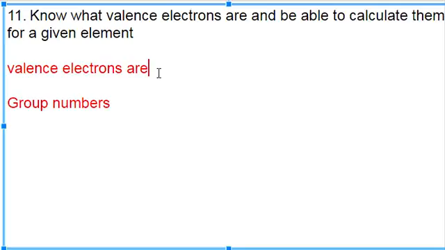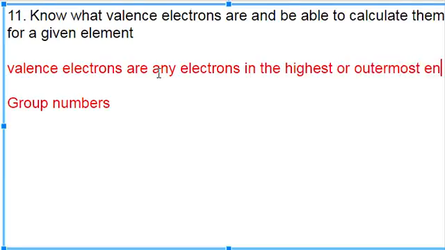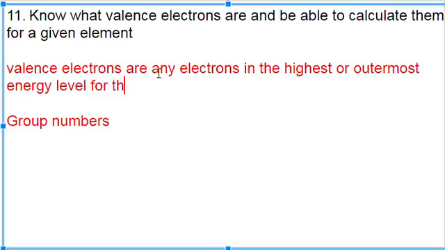Electrons in the outermost energy level. So it's not necessarily the last electrons that go in, because if it went back to fill up a d or an f orbital, they might not be valence electrons, even though they're the last ones to get filled up. But valence electrons are any electrons in the highest or outermost energy level for that atom. And so again, if you look at the period or the row that an atom is in, if it's in row 4, then you know its valence electrons are any of them that are in the 4 orbitals, 4s or 4p.